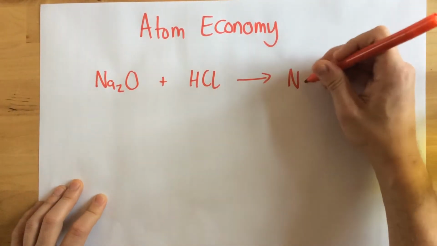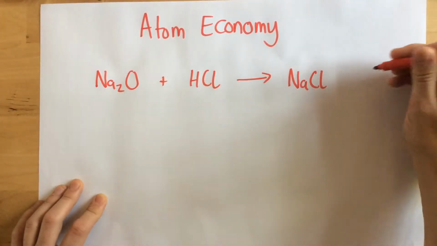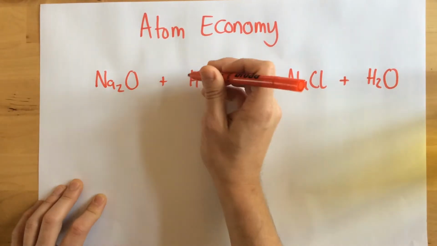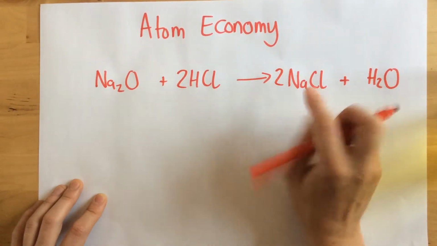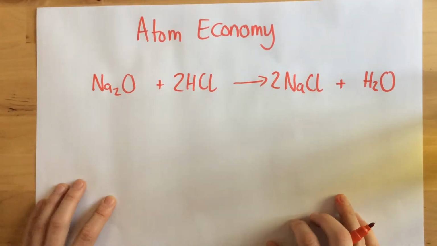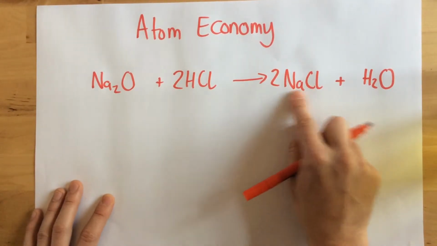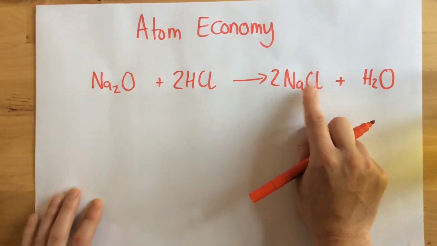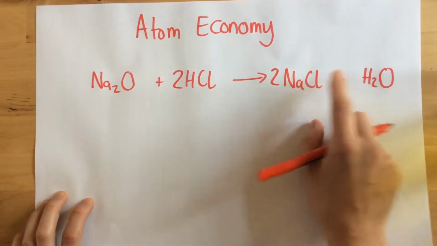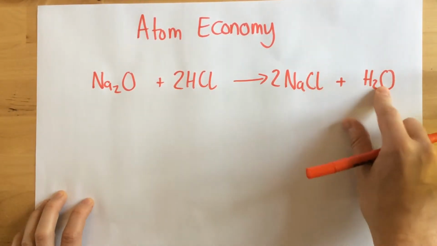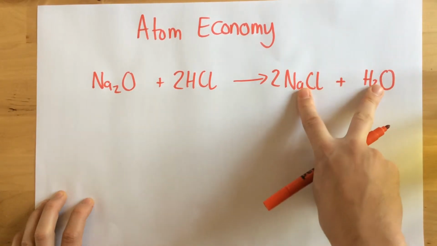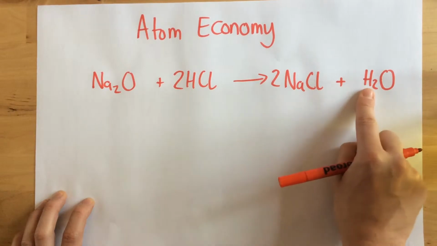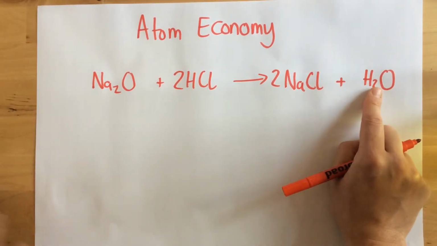So in this example, we're reacting sodium oxide with hydrochloric acid in order to produce sodium chloride and water. So let's say in this reaction, I'm trying to make sodium chloride. Now, in most chemical reactions, you don't just get one product. You normally get a few different products, or at least a couple of different products. So in this case, sodium chloride is what we're trying to make, but water is our byproduct, our waste product.